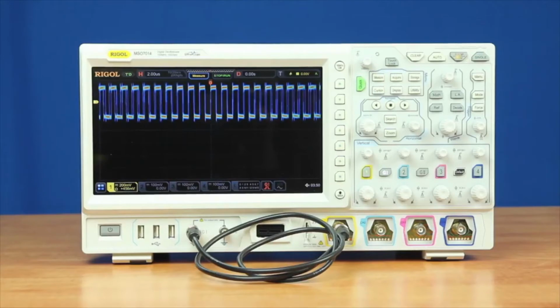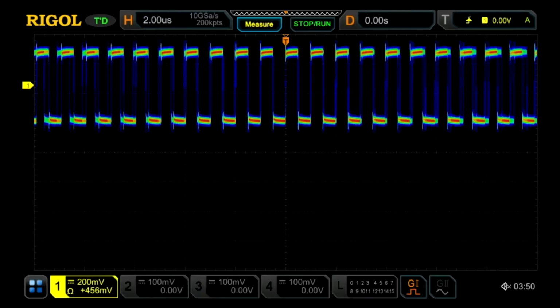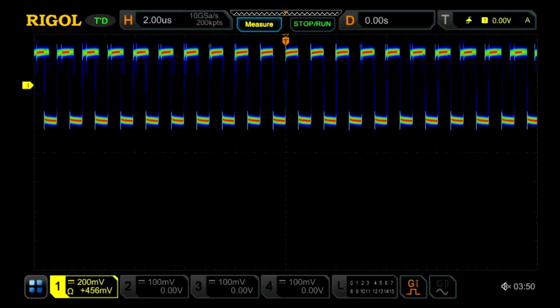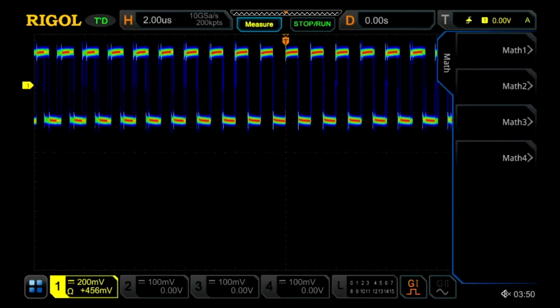The most important properties of an FFT are the number of points and the sample rate. These two properties set the frequency resolution as well as the max and min frequency points. So here let's start out with our capture of a 1 megahertz square wave. Now let's turn on the FFT.